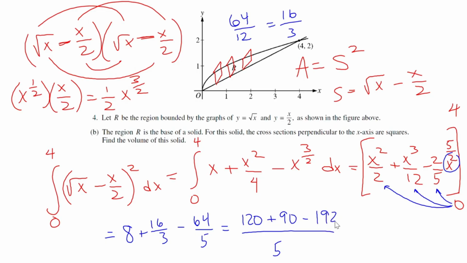So we got 120 plus, 5 times 16 is not 90. I try to do my arithmetic correctly. 5 times 16 is 80. That's kind of bad. So we got 200 minus 192, which is 8. And our denominator, as we said, a common denominator was 15th. So 8 over 15 as our final answer there for part B.